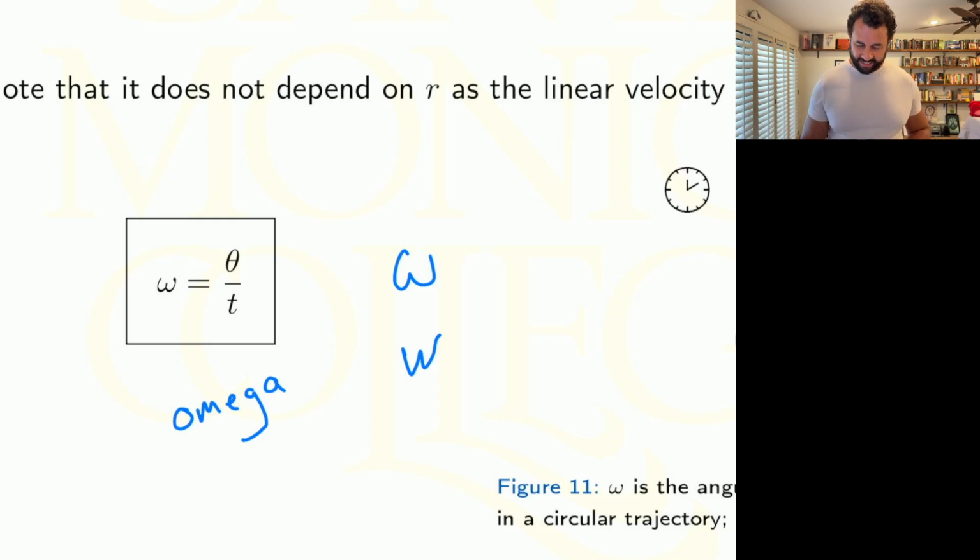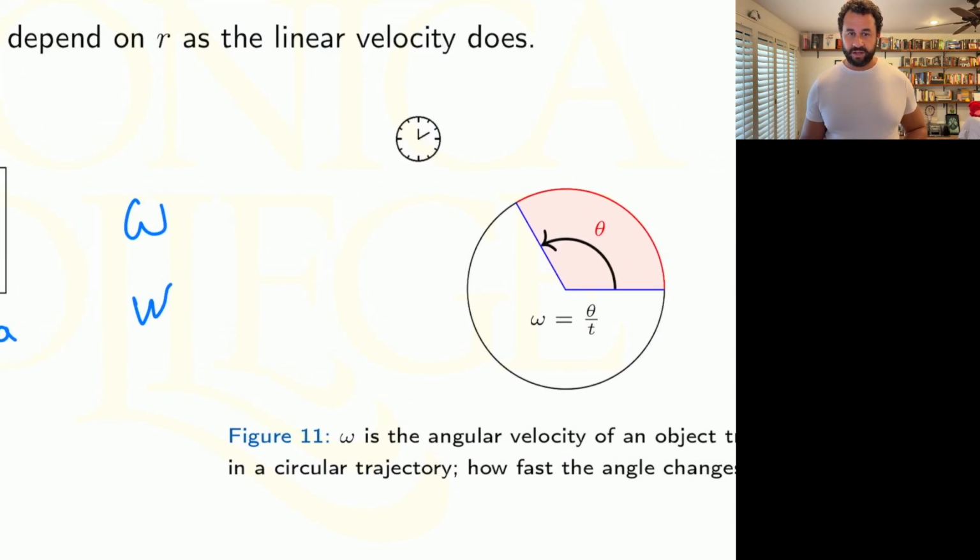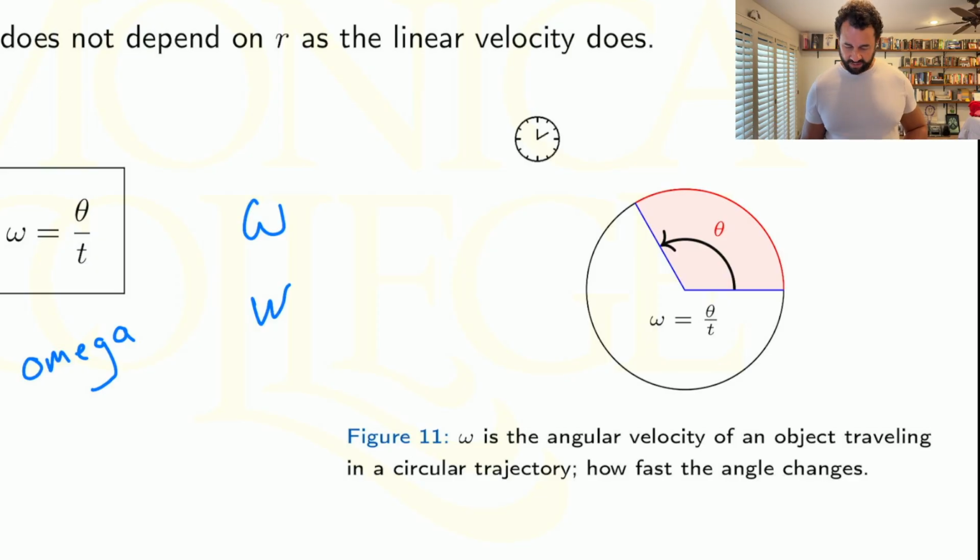Over here I've got another nice picture of it. It's just how fast the angle is changing. So you know an angle measurement, and you know how long it took to traverse that angle. That means that the angular velocity is the angle traversed divided by the time it took to do so, t. Okay, that's the idea.